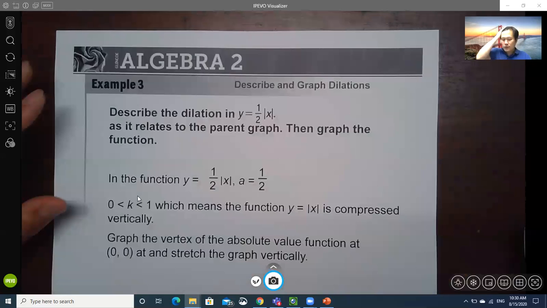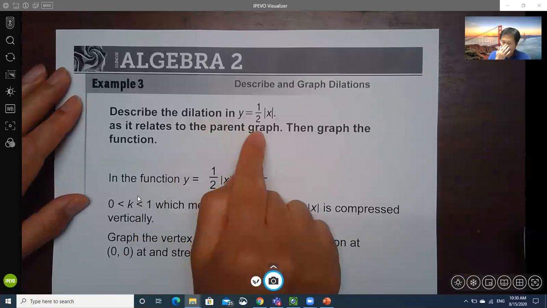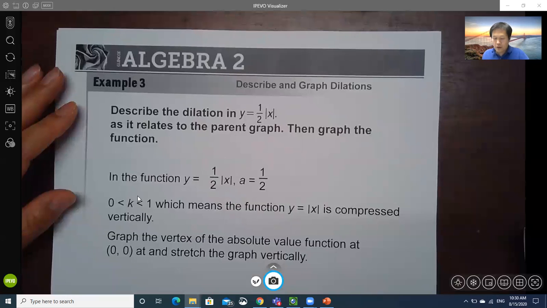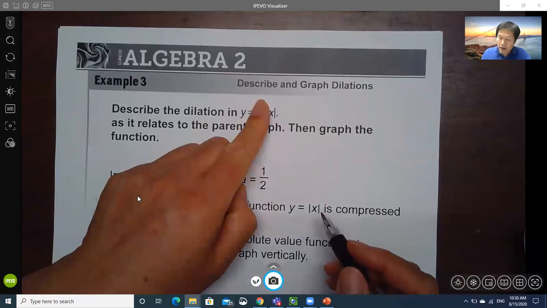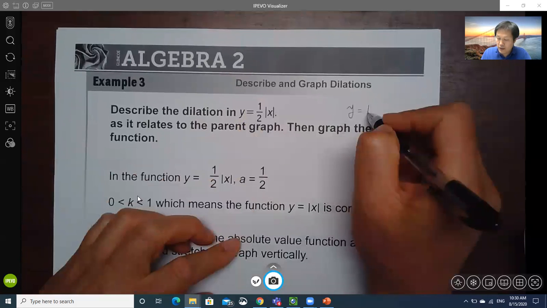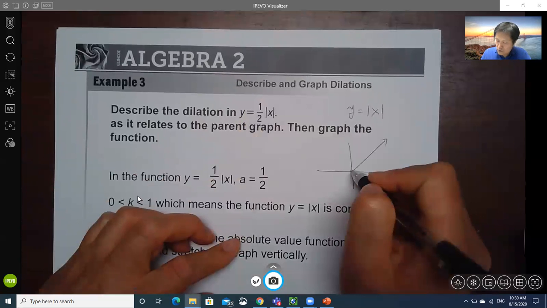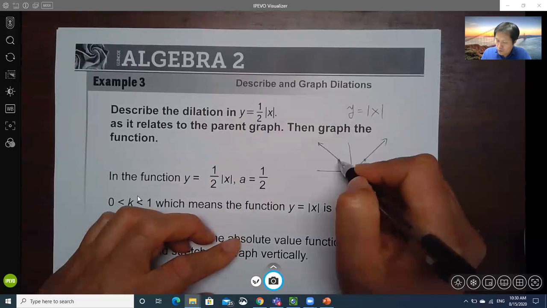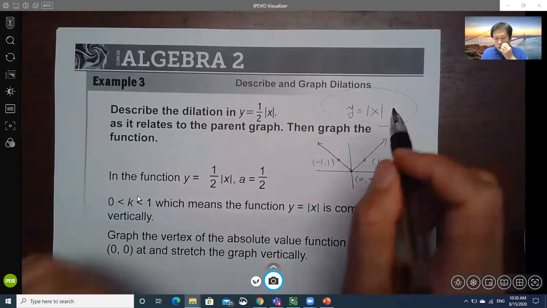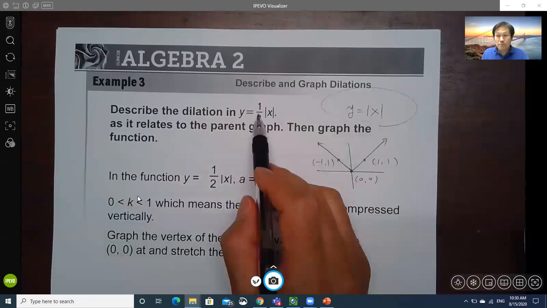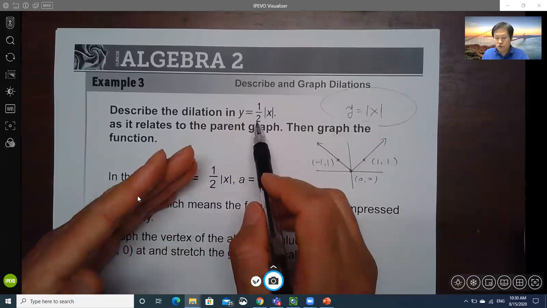Okay, so you should be ready for something like this. Describe the dilation of this parent graph, then graph the function. Of course, the parent graph is without the absolute value, without the 1/2. So the parent graph should be y equals the square root of x, which is just a V shape. Okay. (1, 1), (-1, 1), (0, 0). That's this. What happened with the 1/2? We multiplied it. So you should know it's a stretch or shrink.